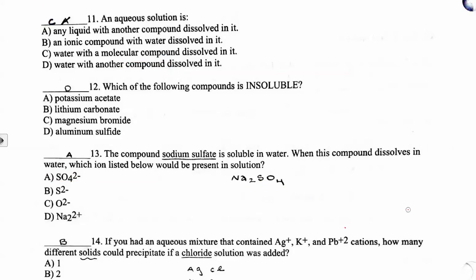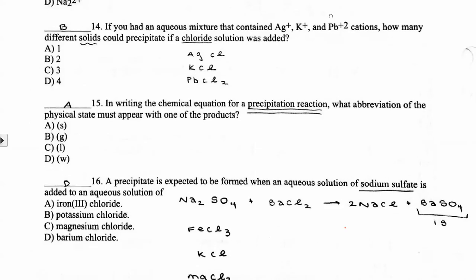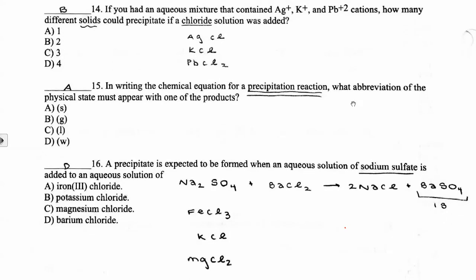If you had an aqueous mixture that contained Ag+, K+, and Pb2+, how many different solids would precipitate? I'm going to look at Cl and ask, with how many of these will it form a precipitate, meaning, will it be insoluble? Ag+ and Cl is insoluble, so that will form our solid. K and Cl is soluble, so that won't count. Pb and Cl is insoluble. So you just have to look at your table, which I'll give to you. So that's 2. The answer is 2.